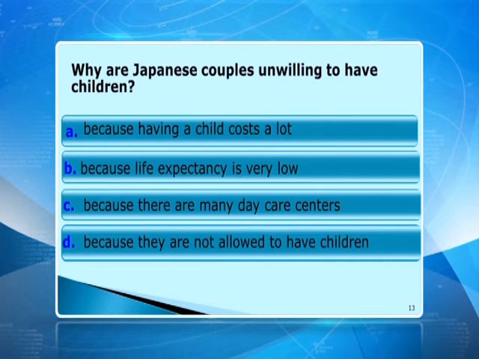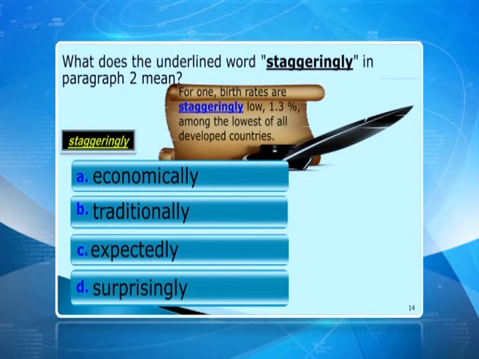The following question: why are Japanese couples unwilling to have children? You have to choose only one option: because having a child costs a lot, because life expectancy is very low, because there are many daycare centers, or because they are not allowed to have children. Then we move to the following question. What does the underlined word staggeringly in paragraph number 2 mean? Again, here we have to focus on the context of the sentence in which you will find the word. Does it mean economically, or traditionally, or expectedly, or surprisingly?